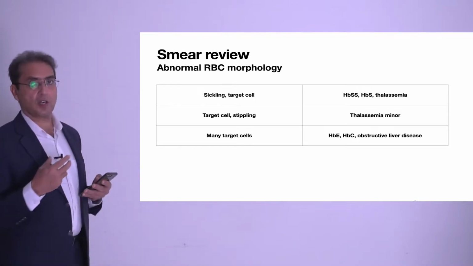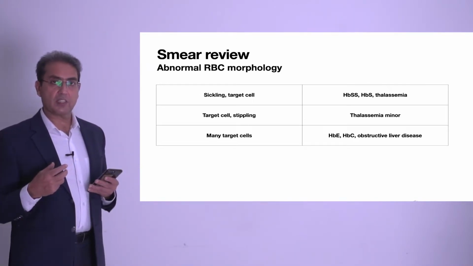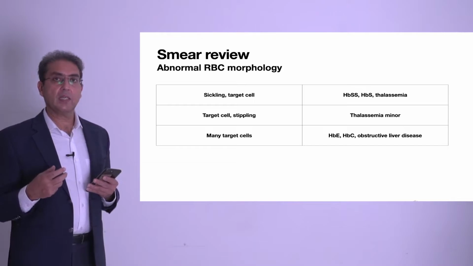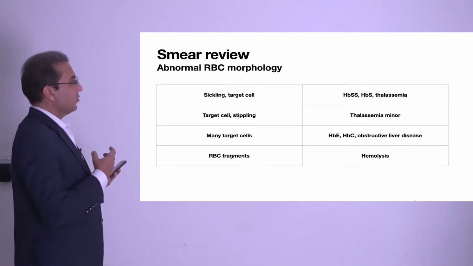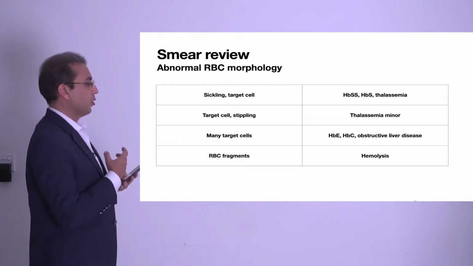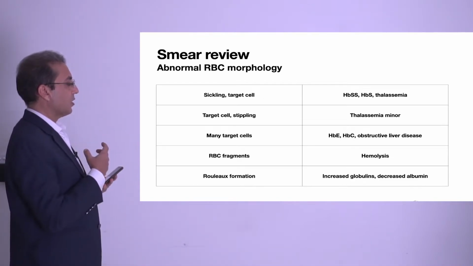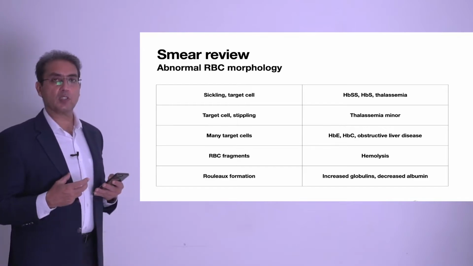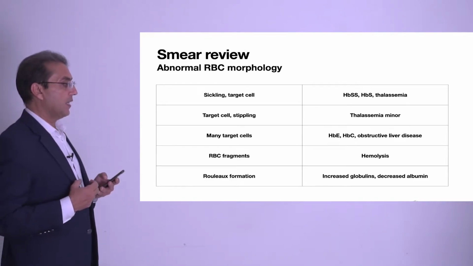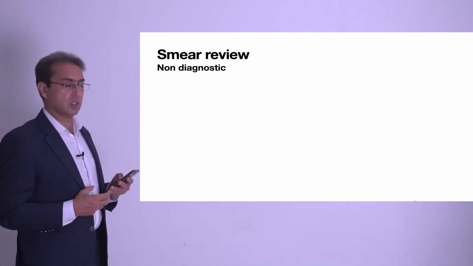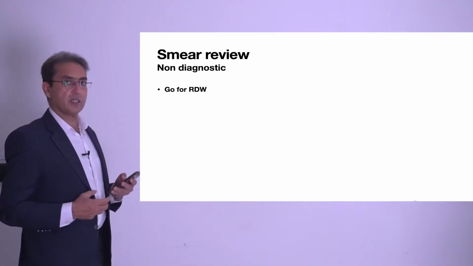And if the patient has many target cells, this may be because of hemoglobin E disease or hemoglobin C disease. It may be because of chronic obstructive liver disease, for example, primary biliary cholangitis, that may produce a large number of target cells. Patients who've got RBC fragments may have hemolysis. Similarly, patients who've got Rouleau formation, that may be because of increased immunoglobulins or decreased albumin. And then when the smear is non-diagnostic, we go for the red cell distribution width.